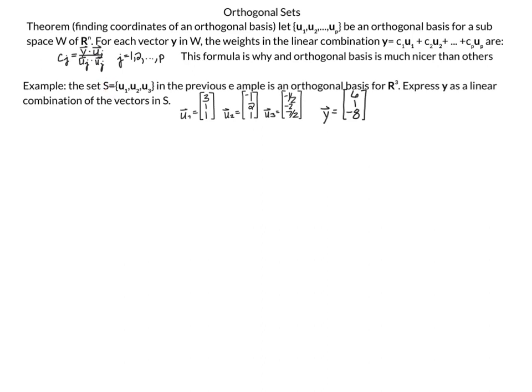I have moved the theorem up here to make space for an example. We're going to use the set S, the three vectors we had in our last example that we've already shown was an orthogonal basis. So u1 is (3, 1, 1), u2 is (-1, 2, 1), and u3 is (-1/2, -2, 7/2). Then we're going to express this y, (6, 1, -8), as a linear combination of vectors in S. So this is our goal. y, which is equal to (6, 1, -8), is going to be c1 (3, 1, 1) plus c2 (-1, 2, 1), plus c3 (-1/2, -2, 7/2). And we are going to find c1, c2, and c3.